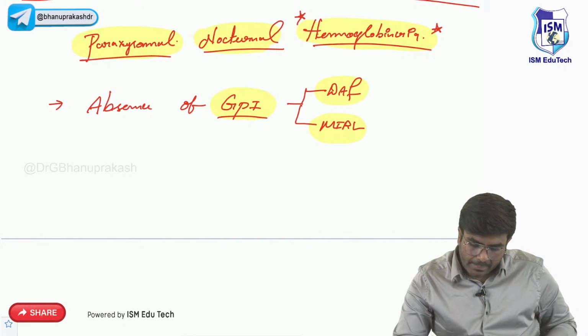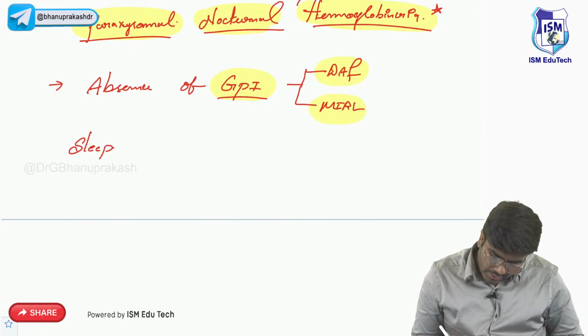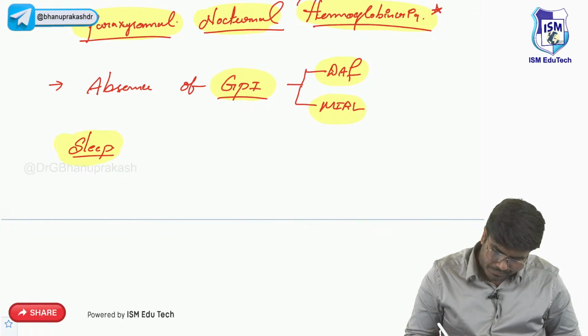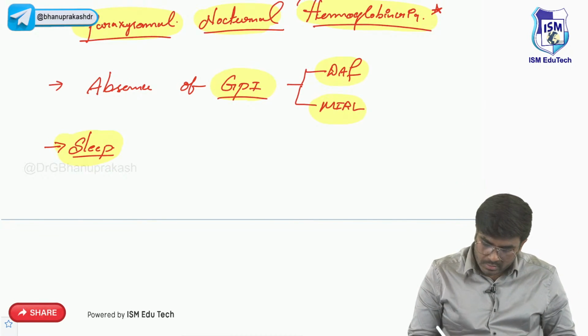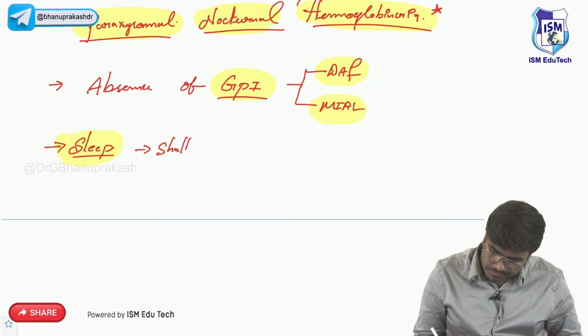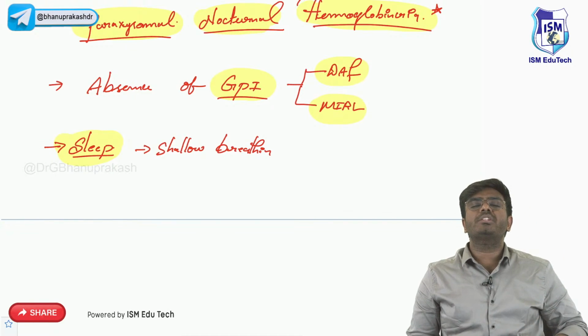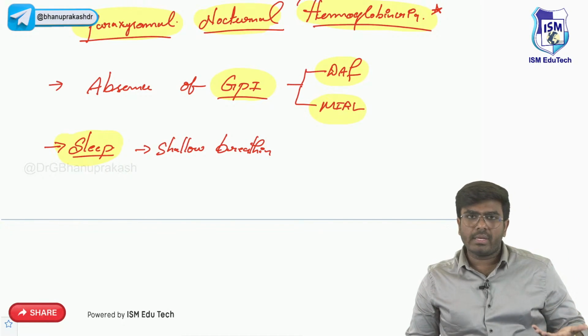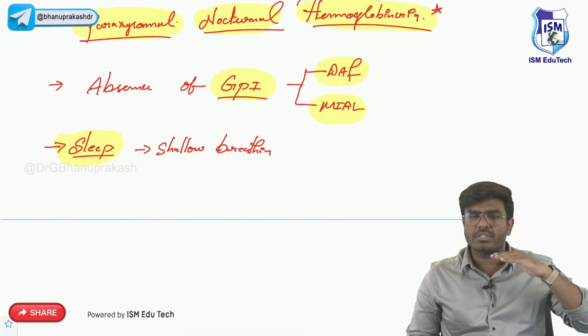Now, why this happens is because, whenever you sleep, what kind of breathing pattern do you have? You have shallow breathing, which means you're not going to have deep inspiration. You are not going to do yoga, right? Especially when you are sleeping, you are going to have a very subtle respiration. Shallow respiration is going to be there.